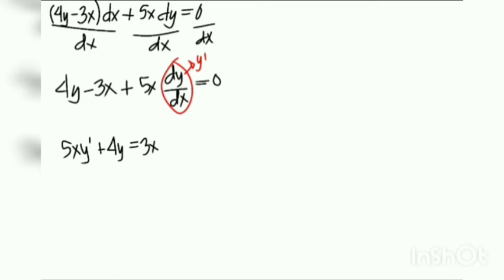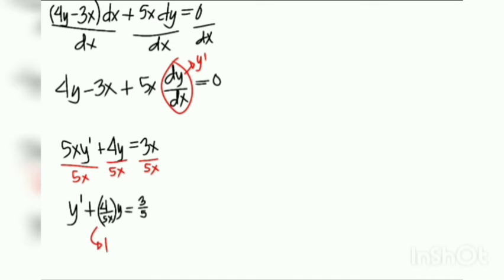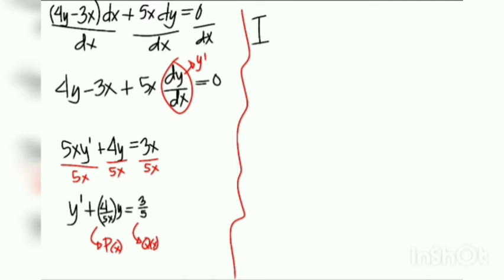And now, to put it into standard form, we need to divide it by 5x so that there is no preceding coefficient on the y prime, or it is just 1. And that would give us y prime plus 4 over 5x y equals 3 over 5. So our 4 over 5x is our p of x, and our 3/5 is our q of x.